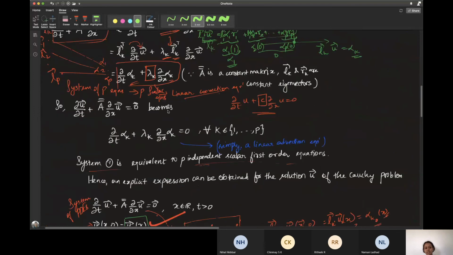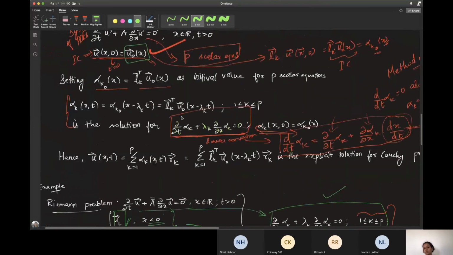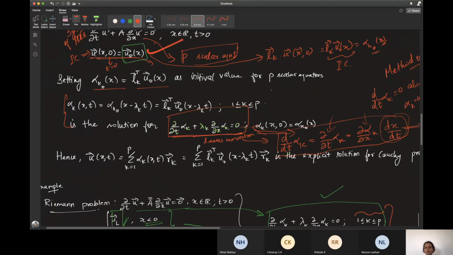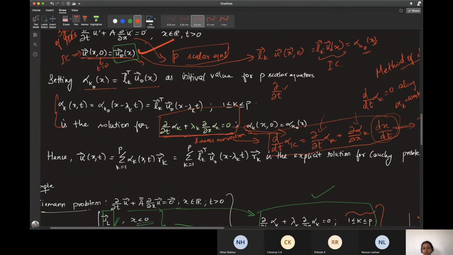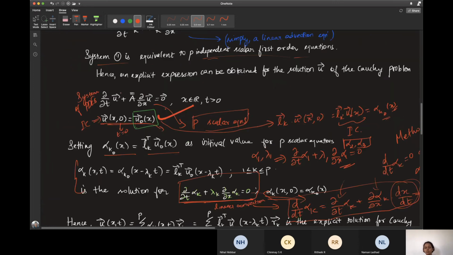In each of these independent scalar equations you have just one variable. That is, you only have alpha 1 here: ∂alpha1/∂t + λ1 ∂alpha1/∂x = 0. Here you don't have alpha 2 or alpha 3 coming up. In a single equation, you only have alpha 1 and lambda 1. You don't have other things. That is, the system has now been decoupled.